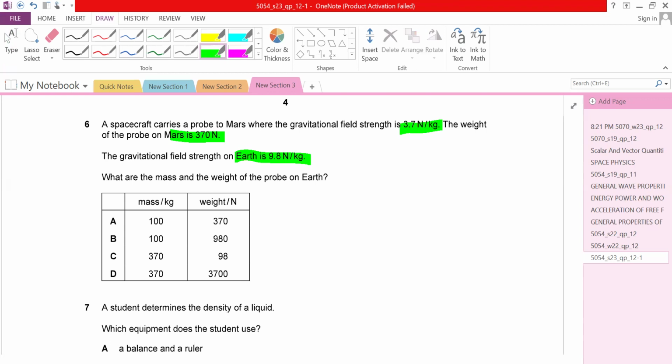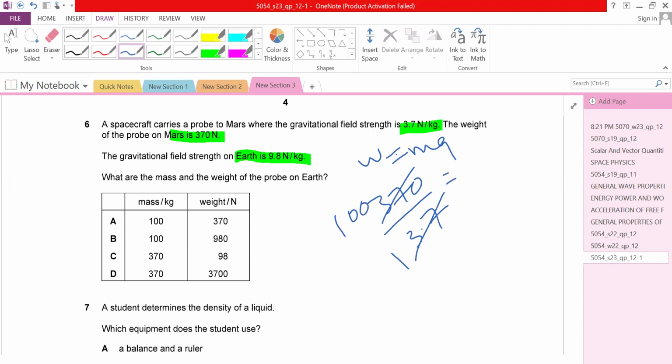So firstly, to calculate the mass, what you have to do is use weight equals mass times gravitational field. Calculate the mass part. First, the weight is given, 370. Gravitational field on Mars is given, 3.7. So 370 divided by 3.7, and the mass would be 100.